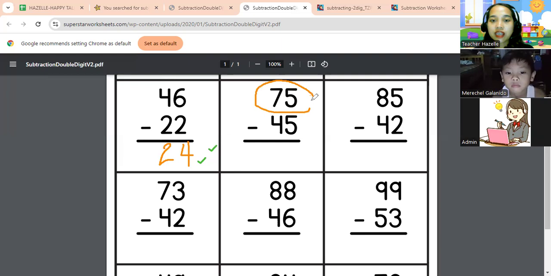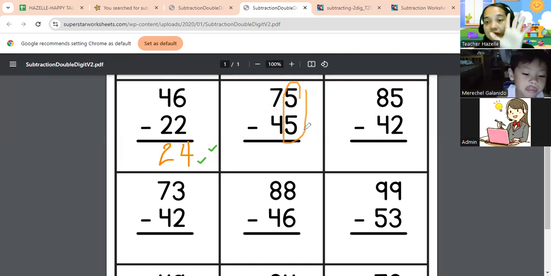The next one you have here is 75 minus 45. Okay, so you have here 5 minus 5. You have 5, you're going to take away 5. What is the answer?